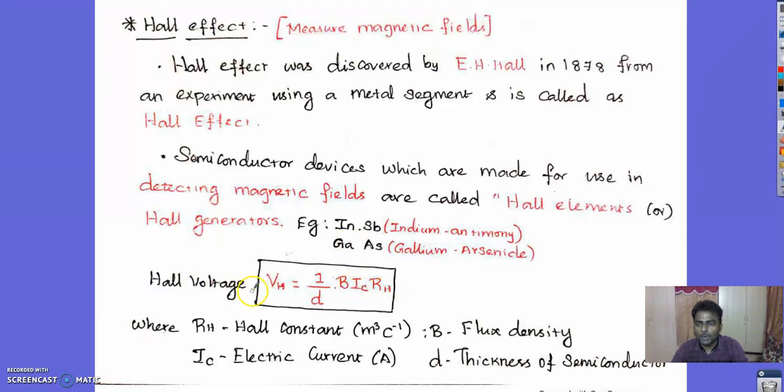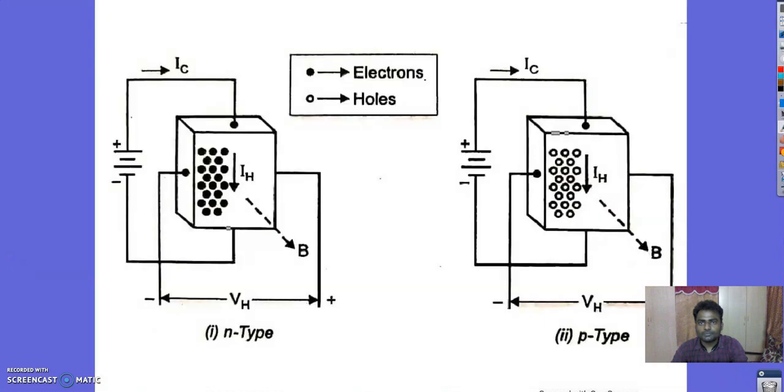The formula for Hall voltage, denoted VH, is VH = (1/D) × B × IC × RH, where RH is the Hall constant, its unit is meter cube per coulomb, B is the flux density, IC is the electric current, its unit is amp, and D is the thickness of the semiconductor. And this diagram shows the effect of it. The Hall effect can occur in either N type or P type. This is the diagram.